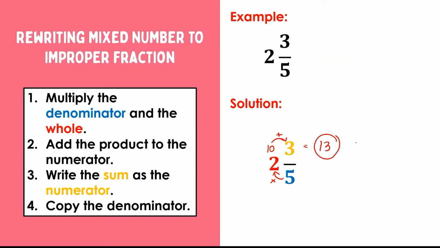This 13 will be used as the numerator. Finally, we copy the denominator. So, we have 13/5. Therefore, 2 3/5 is rewritten into an improper fraction as 13/5. Now, let's talk about the other types of fractions.